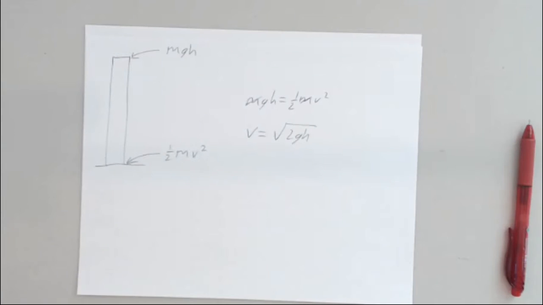If you'll notice, his answer for the time was the square root of the height divided by 1/2, which is the same as multiplying by 2, divided by g. But then to get the velocity, he had to multiply that number by g again, which means what he had was the exact same thing that I did. Square root of 2gh. Can everybody see that? Yes. Great. So what's the difference here?